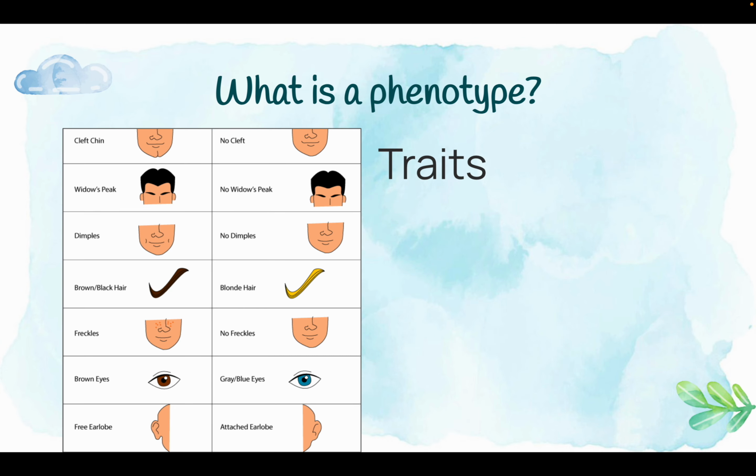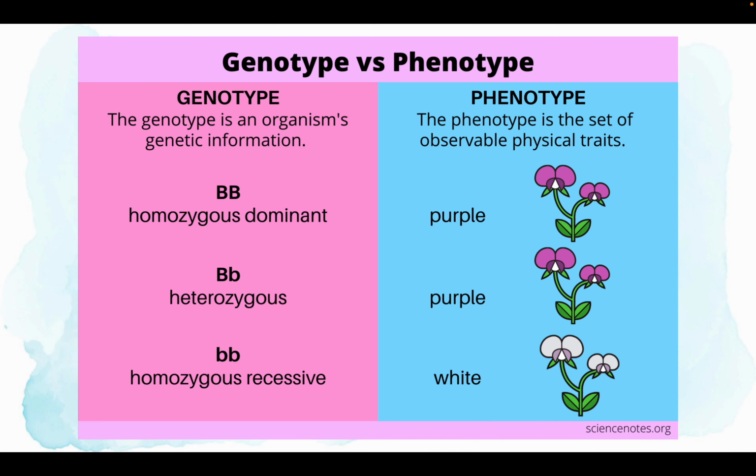A phenotype, on the other hand, is your traits. So maybe you have dimples, maybe you don't, maybe you have black hair, maybe you have blonde hair, maybe you have brown eyes, maybe you have blue eyes. Phenotypes are those specific traits.